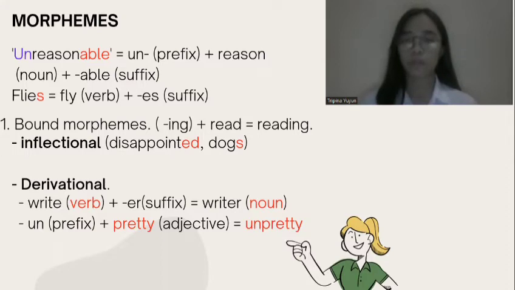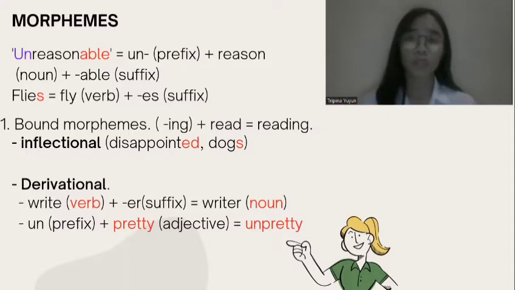So, for another example, the word flies. In the word flies here, there are two morphemes, which are fly. Fly here is a verb, and then the morpheme es, the suffix es. So it's clear that in the word flies, there are two morphemes. Later on, we will get to know about the different kinds of morphemes and their parts.